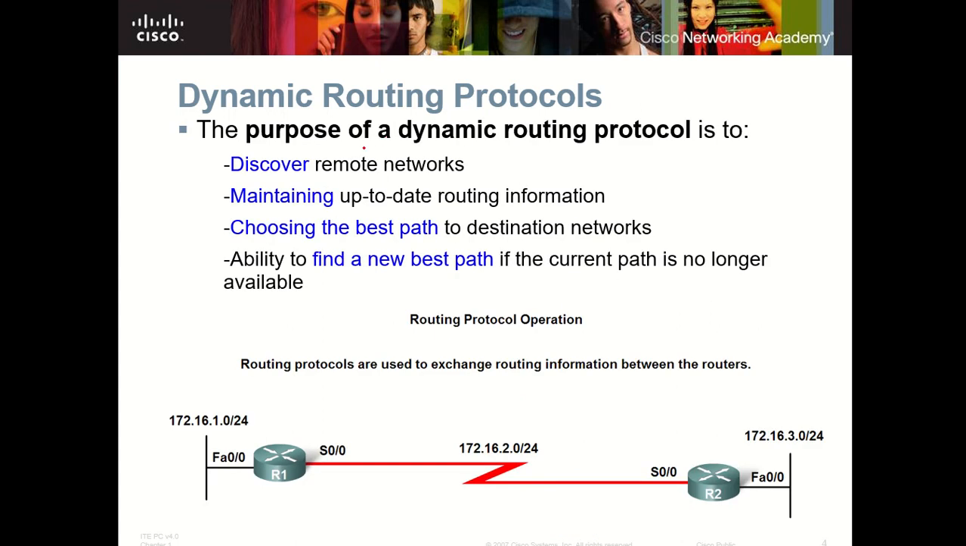Okay. So the purpose of dynamic routing protocol is to discover remote networks. Same with the static, na aghapoy chance nga ma-discover nato ang remotely connected networks. Another is maintaining up-to-date routing information, choosing the best path to the destination network, and the dynamic routing protocol has the ability to find new best path if the current path is no longer available.